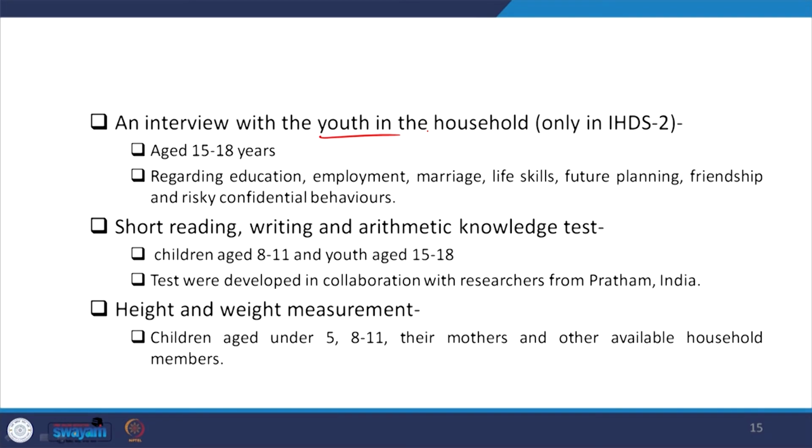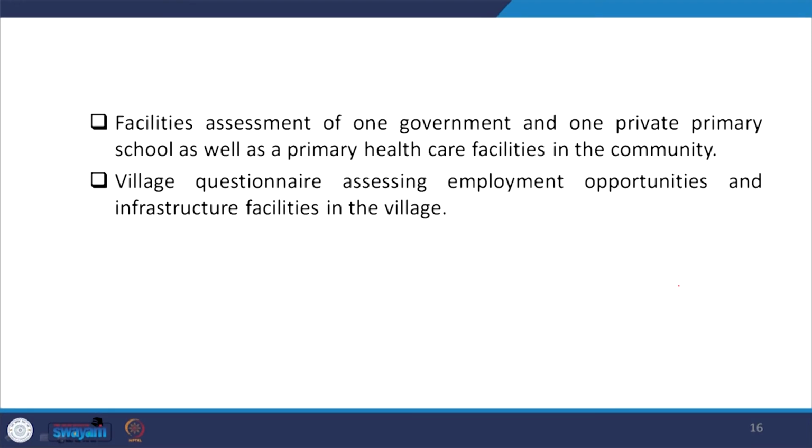Those aged 15 to 18 years, this particular file covers education, employment, marriage, life skills, future planning, friendship, risky behaviors. Similarly, short reading, writing, arithmetic and knowledge related tests capture the skills of children. Children aged 8 to 11 and youth aged 15 to 18 are discussed in this regard, for reading, writing, arithmetic knowledge. Tests were developed in collaboration with researchers from Pratham, one of the famous NGOs that collaborated for this. Height and weight measurements were made for children under 5, children 8 to 11, their mothers and other available household members. Their details are also covered.